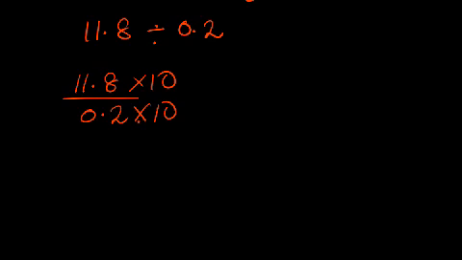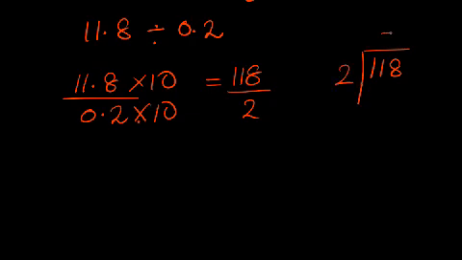I have to do the same thing with the dividend, otherwise the value will change. So the question becomes 11.8 times 10 is 118, divided by 0.2 times 10 is 2. So the question 11.8 divided by 0.2 changes to 118 divided by 2.